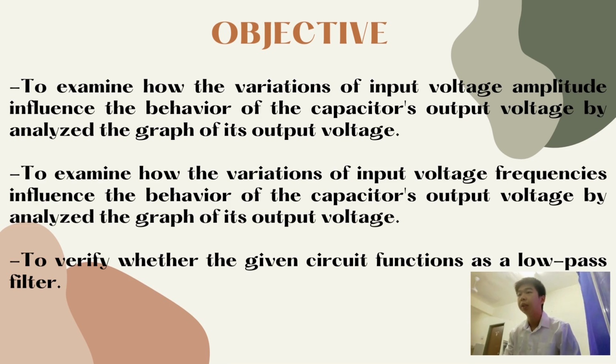Next, I'll move on to the objective. First, we aim to examine how the variation of input voltage amplitude influences the behavior of the capacitor output voltage by analyzing the graph of its output voltage. Next, to examine how the variation of input voltage frequencies influences the behavior of the capacitor's output voltage by analyzing the graph of its output voltage. And lastly, to verify whether the given circuit functions as a low-pass filter.